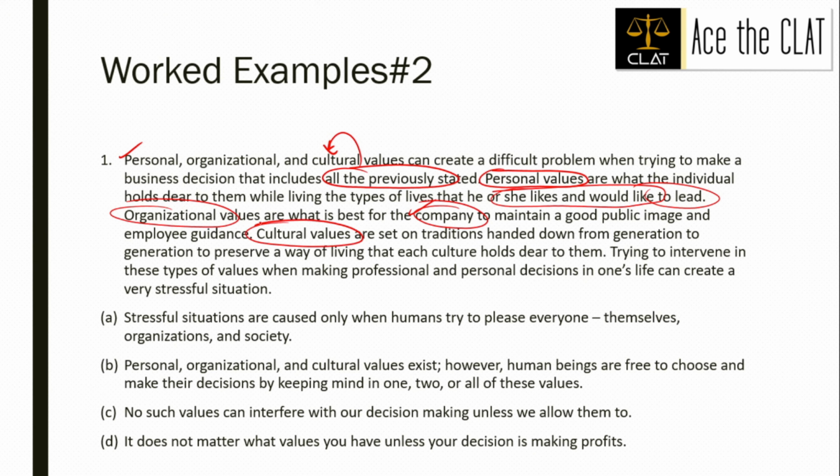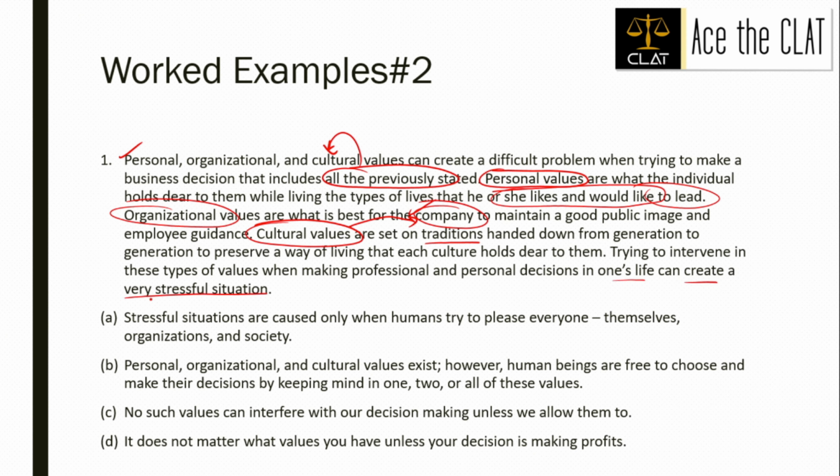Cultural values are set on traditions, okay? The author is relating cultural values with traditions, handed down from generation to generation to preserve a way of living that each culture holds dear to them. Trying to intervene in these types of values when making professional and personal decisions in one's life can create a very stressful situation.